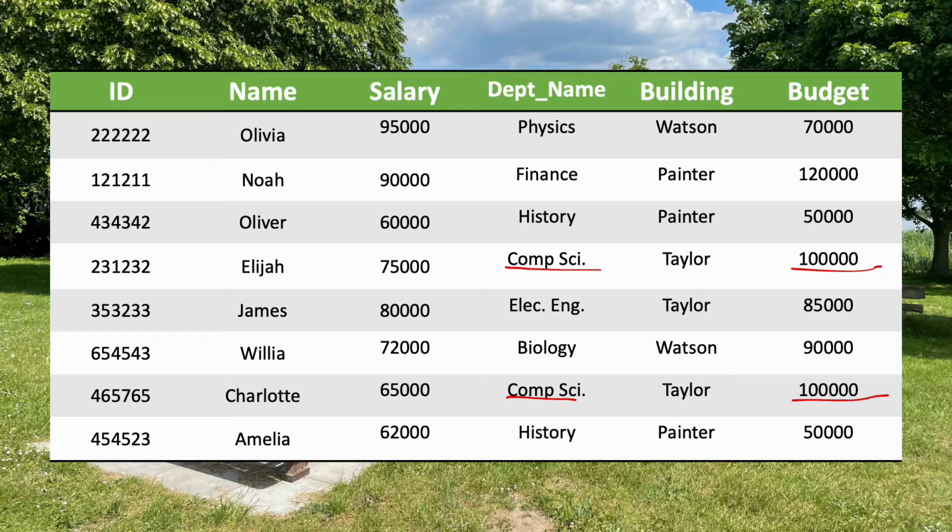But then there's also another problem. With this current design, we can't represent a department unless there's at least one instructor who works in that department, who has an ID that we can attach to the department. So let's say we have a math department, but we haven't hired any professors for it yet. There would be no way of representing that in this current schema.